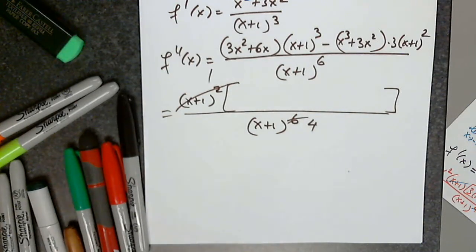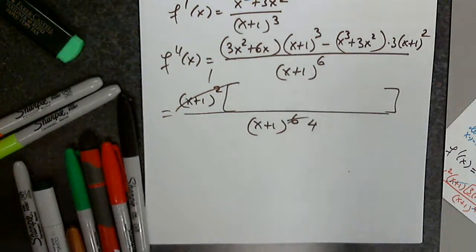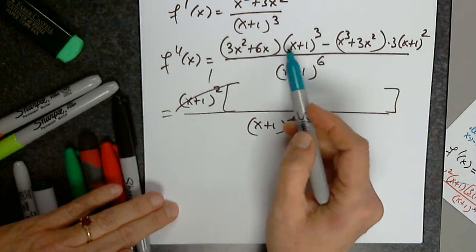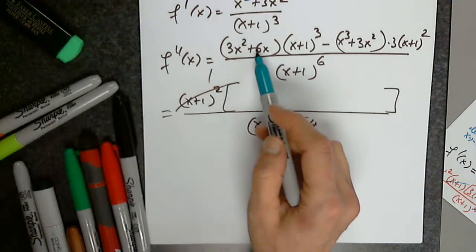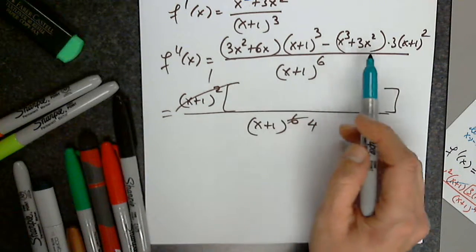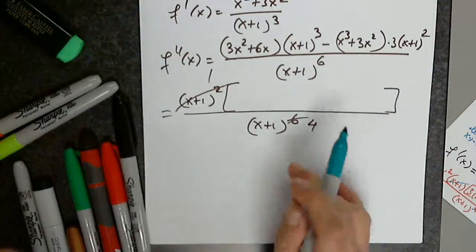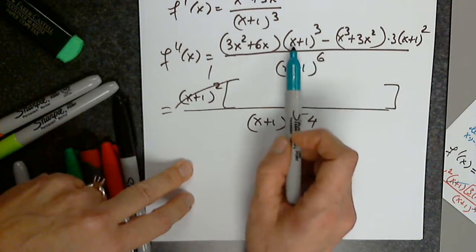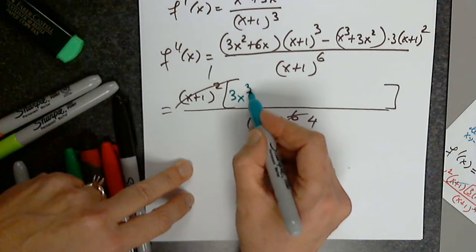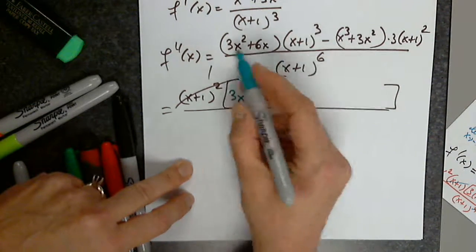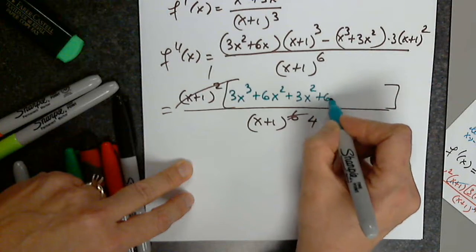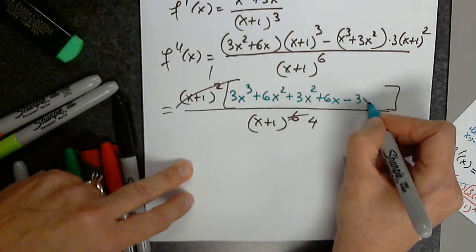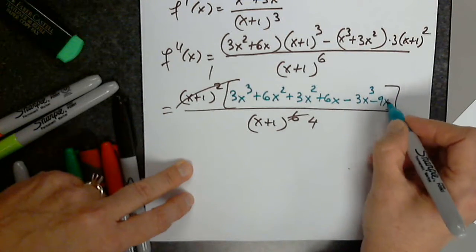So let's see what is left. I have an x plus 1 left here. I have to distribute here. So x, let me think for a second. If I factor a 3x, I have x plus 2. Okay, I have to work it out. So x plus 1 times this: 3x to the third plus 6x squared plus 3x squared plus 6x. This is out, and I have to distribute negative 3. Minus 3x to the third minus 9x squared.